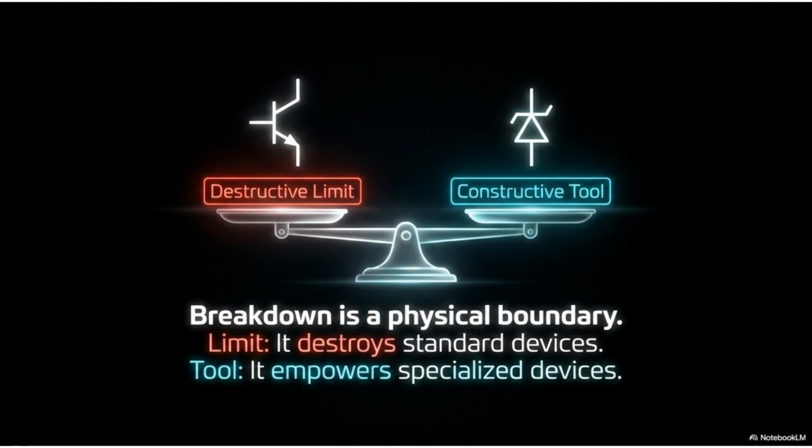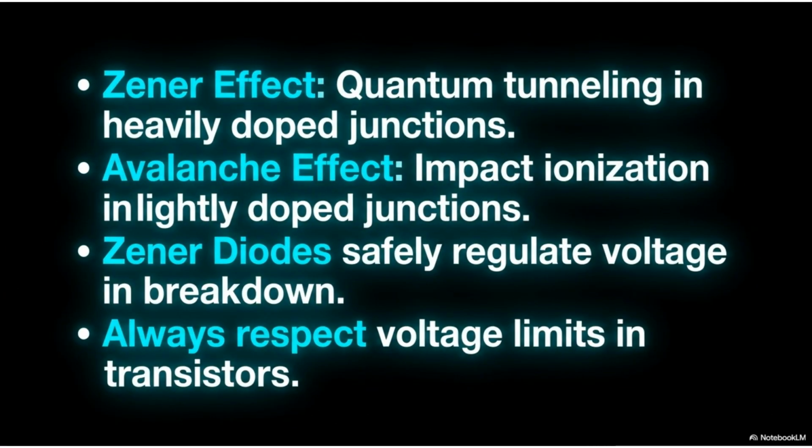Ultimately, breakdown acts as a physical boundary. For standard devices, this is a destructive limit you must avoid, but for specialized components, it is a constructive tool for circuit design. To summarize, Zener effect relies on tunneling in heavily doped junctions, while the avalanche effect involves impact ionization. Use Zener diodes for regulation, and always stay within the safe operating limits of your transistors.